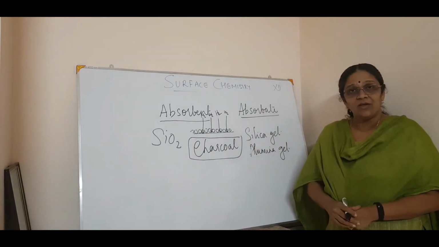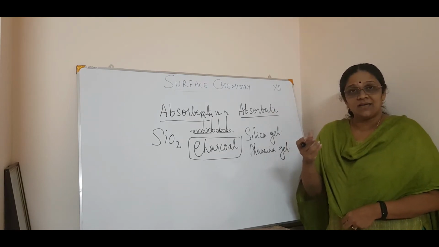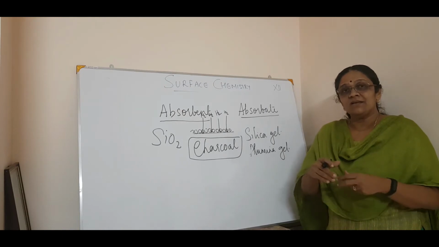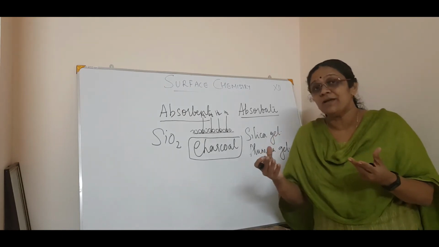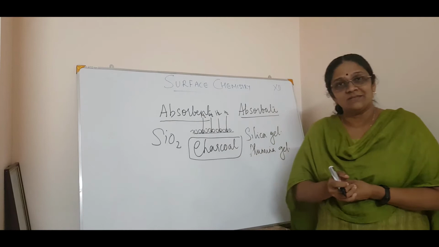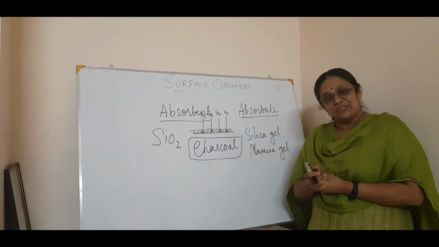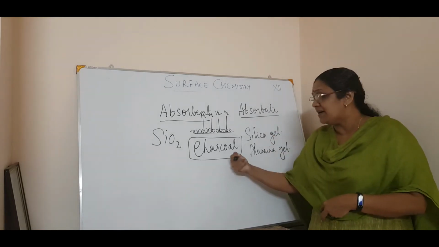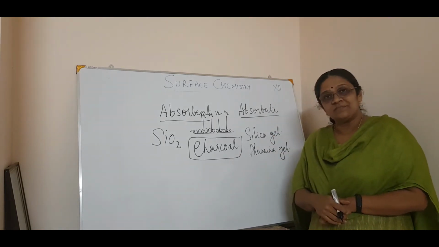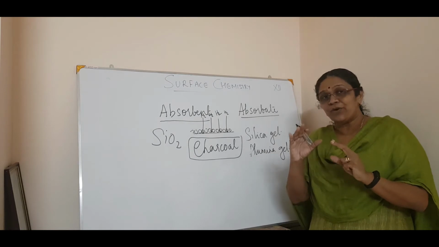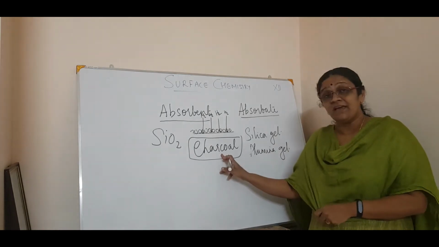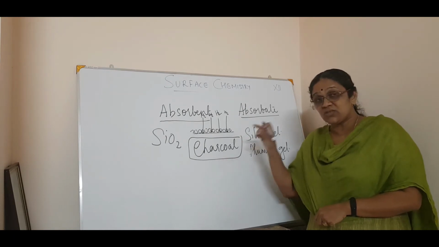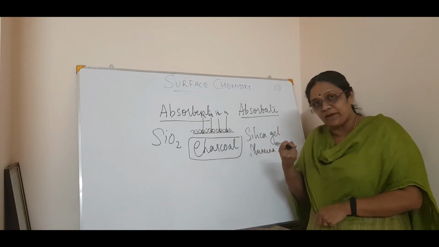You have seen in TV ads, when charcoal is put in muddy water, all of a sudden the muddy water becomes very clean water. What do you mean by that? It means all the impurities are absorbed by the charcoal, and thereby you get pure water. So charcoal is a very good absorbent. Absorbent means it's a good absorber.